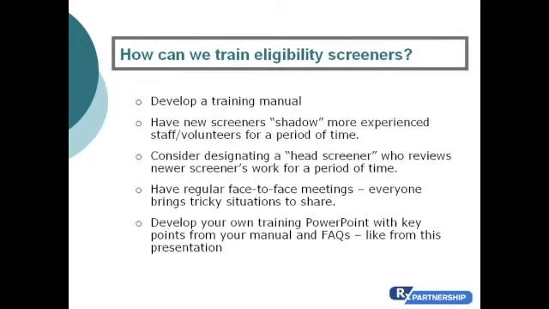It's also a good idea to look at maybe a PowerPoint that encapsulates some of the different information from your training manual or from your different training sessions.